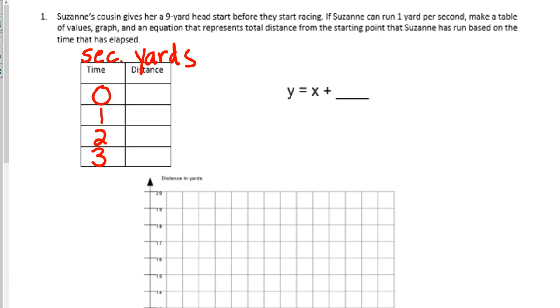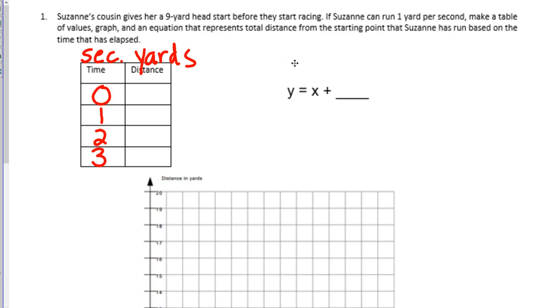You can work within your groups, if you want to talk about it and try to figure out how to fill this in and graph it. So we're going to pause the video here, and then when we're ready to move on, we're going to unpause the video and talk about what you came up with for Suzanne and her cousin's race.